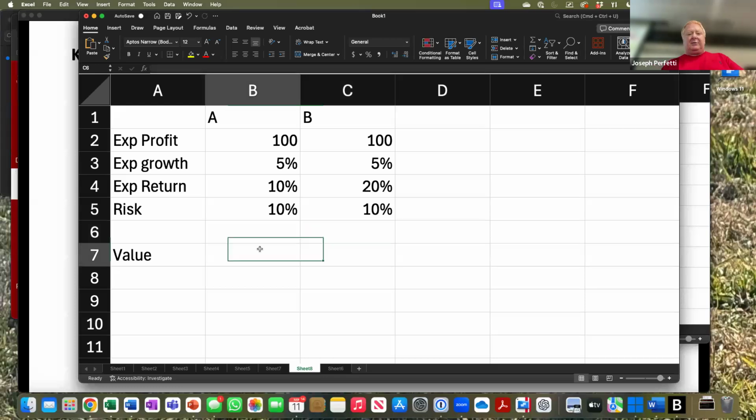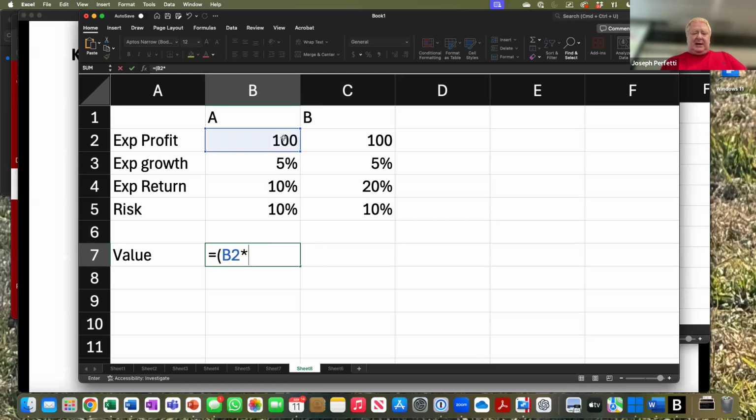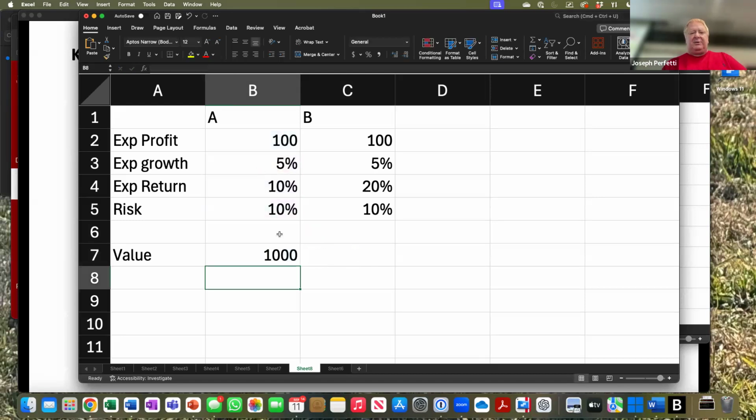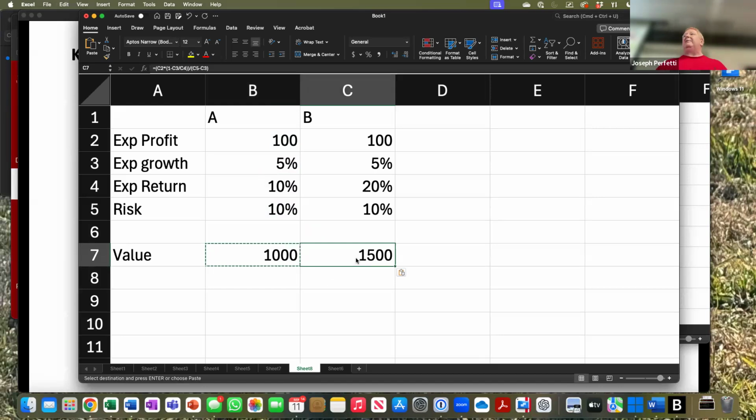Using the key value drivers equation, value equals profit times 1 minus the growth divided by the ROIC, divided by the WACC minus the G. This would say company A is worth $1 billion and company B would be worth $1.5 billion. So I'm just quantifying that B would be worth 50% more than A.